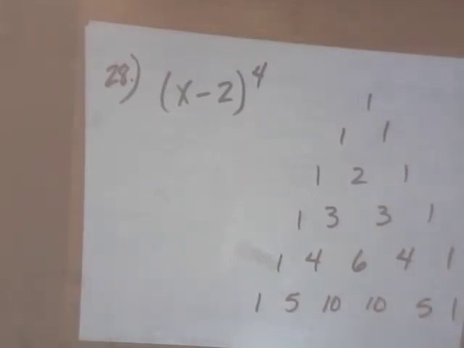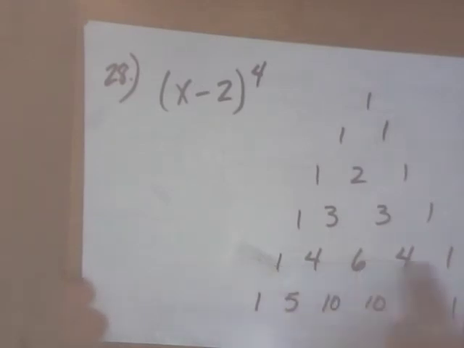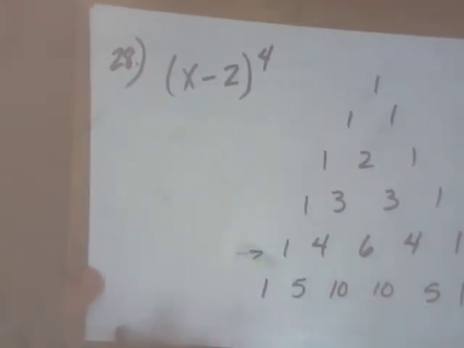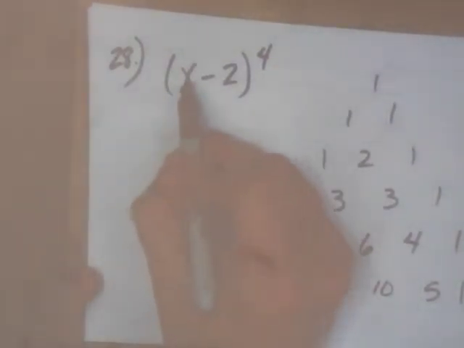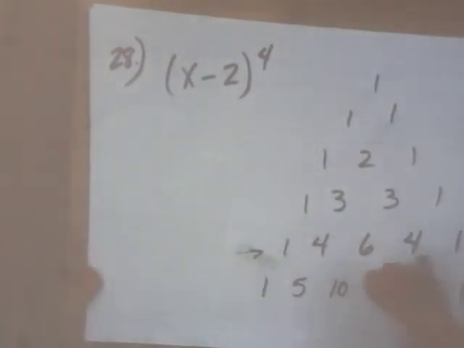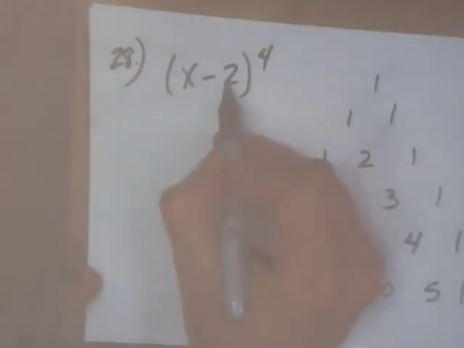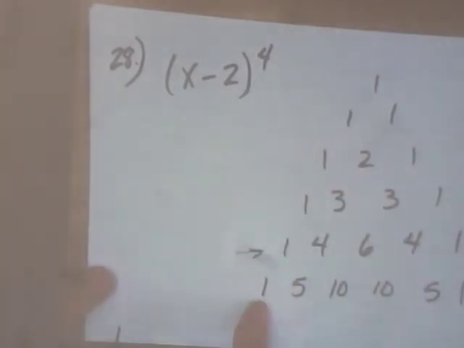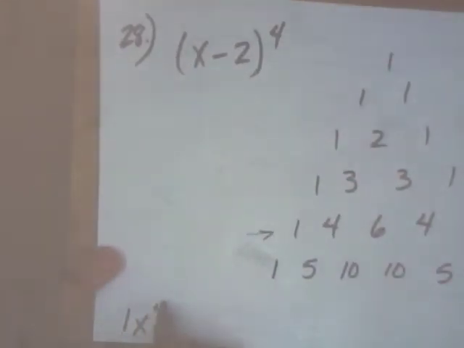What's the point of this? These are the coefficients when I expand this out. I'm going to use this row because it's got the 4 in it. You start with this to this power and then decrease it. You start with this to the 0 power and then increase it. So it'll be 1 from here, x to the 4th, -2 to the 0.